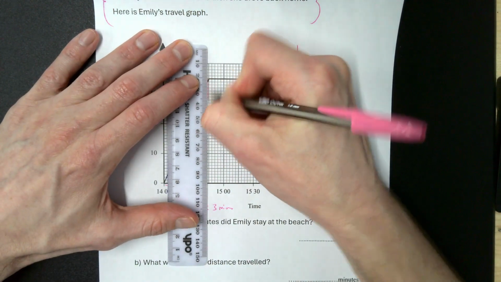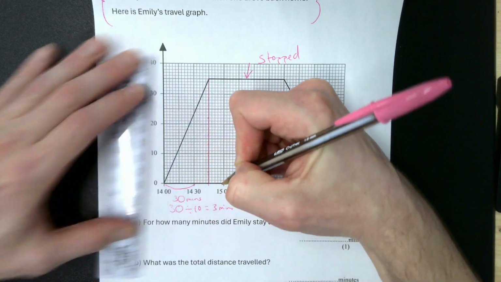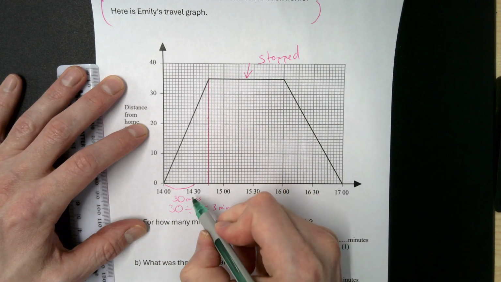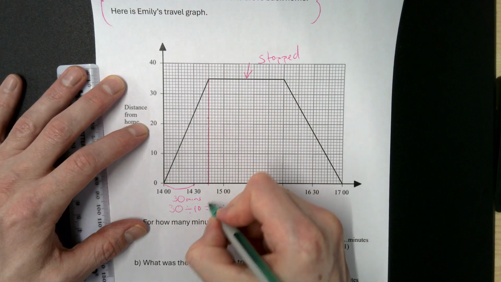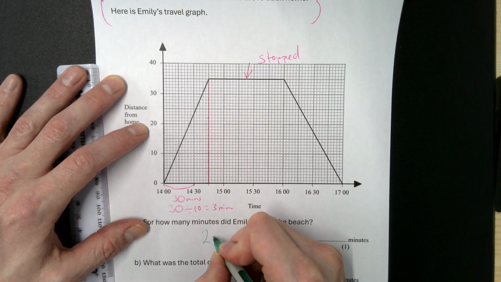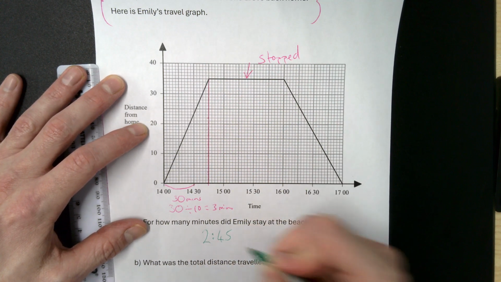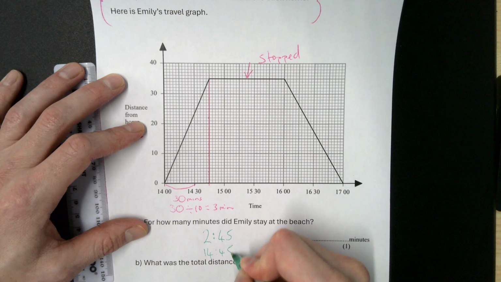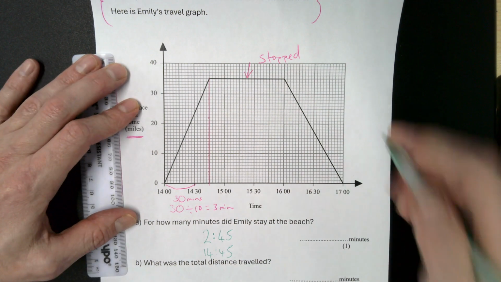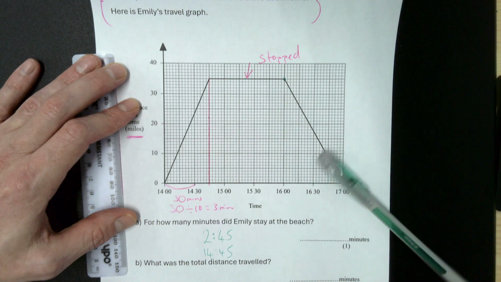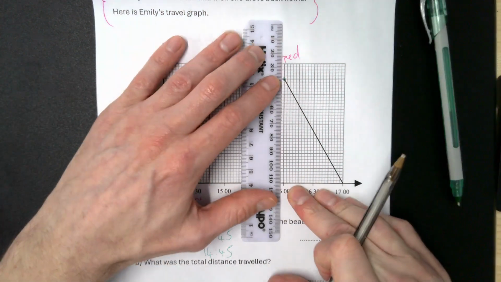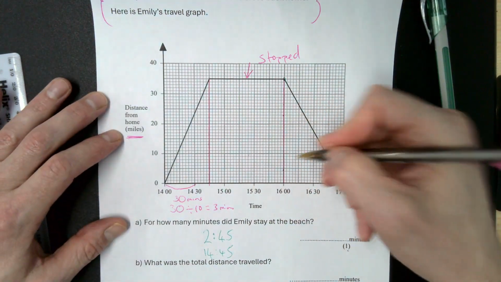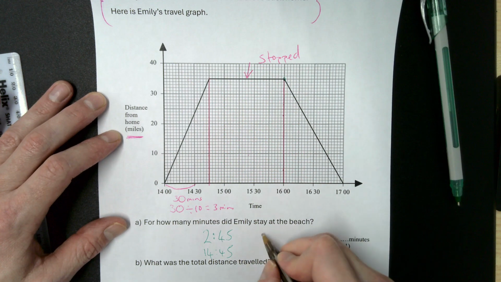So we can use our ruler here to avoid any mistakes. So we can see, go over it there. Okay, it's in the middle of 2:30 and 3 o'clock. So the break started at 2:45, or 14:45. Then, when the flat line stops, your break has stopped. So she sets off home from the beach at 4 p.m.